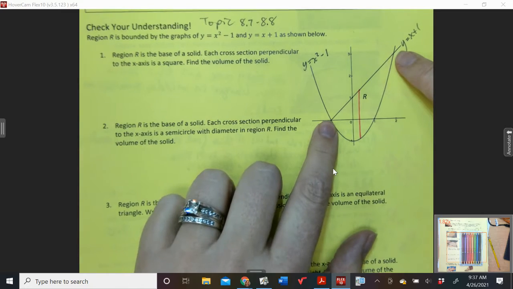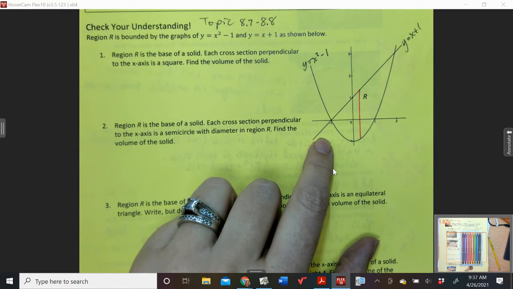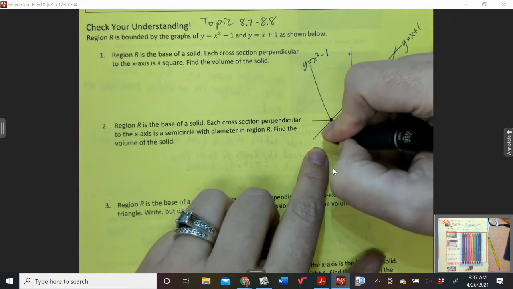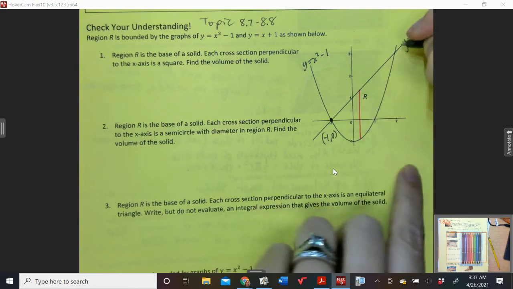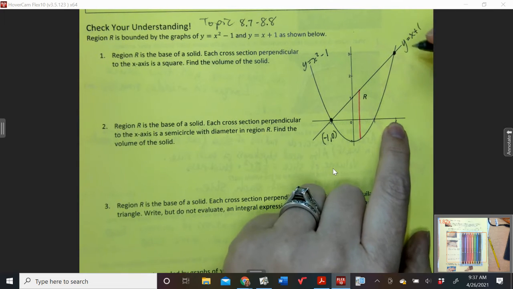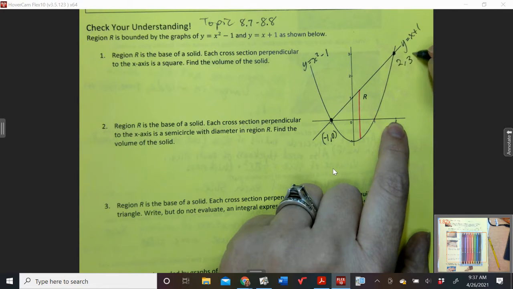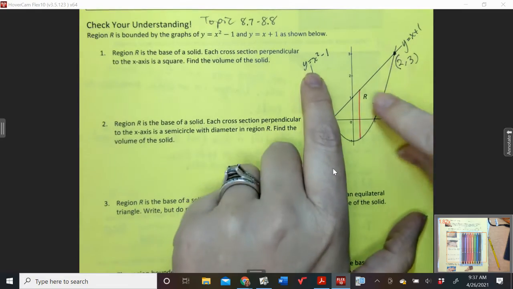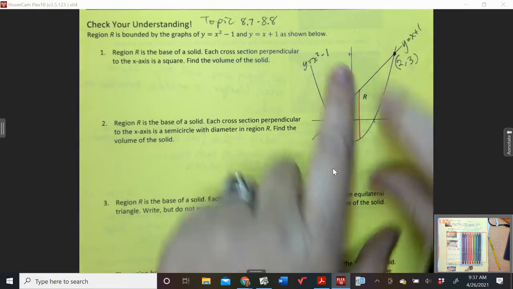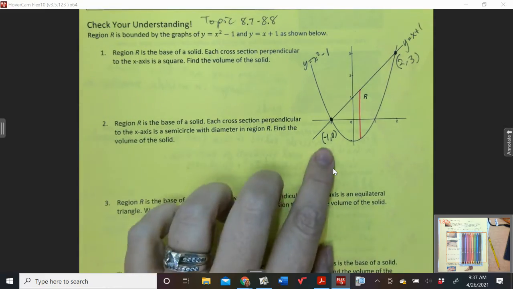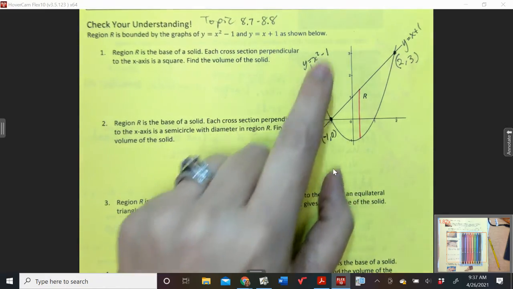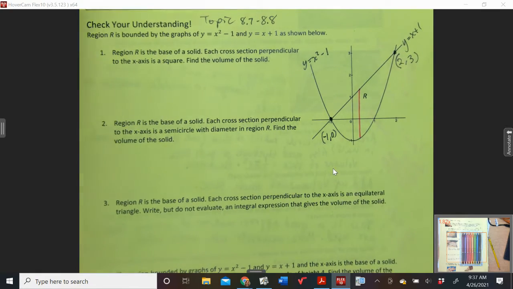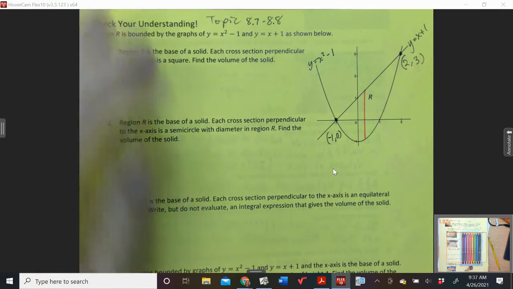We need to find our intersection points. They're not too hard to find. This one is -1, 0. And this one is 2, 3. If you plug 2 into that, you get 3. If you plug 2 in over here, 4 minus 1, 3. And so those are our two. Again, -1. (-1) squared minus 1 is 0. -1 here, 0. So those are the correct intersections.